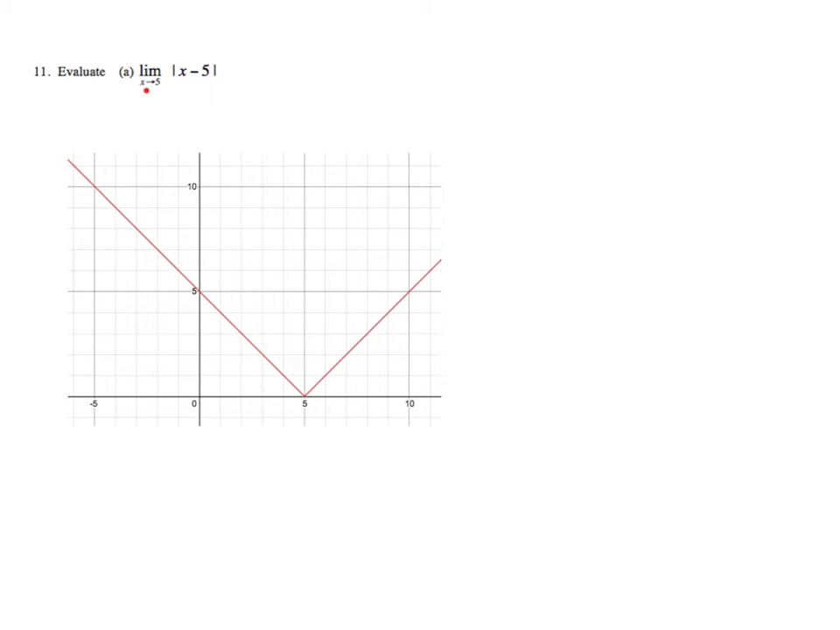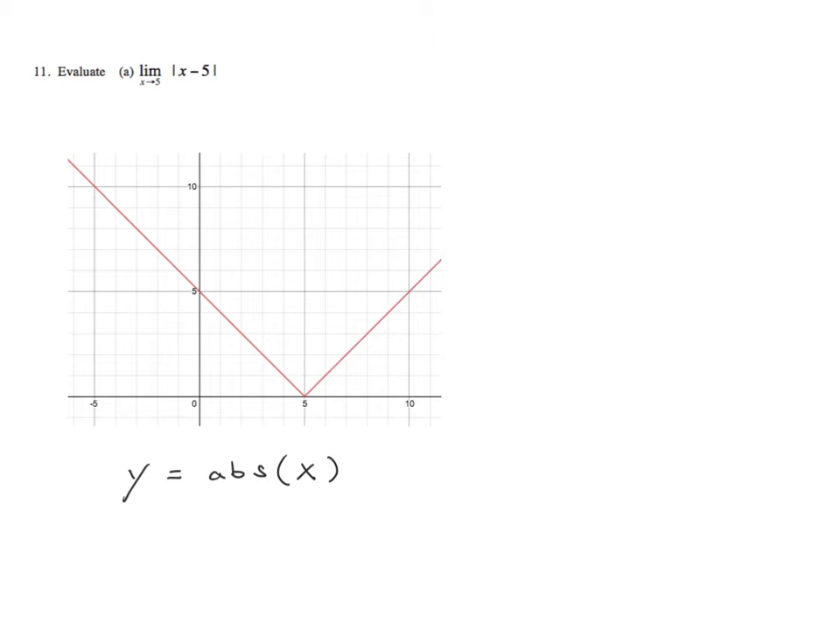Let's evaluate the limit as x approaches 5 of the absolute value of x minus 5. So here this graph is from Desmos, and what I entered was, for y, I let it equal abs, open parentheses, I put in x and close the parentheses, and I got this graph up here. So you should check that out in Desmos.